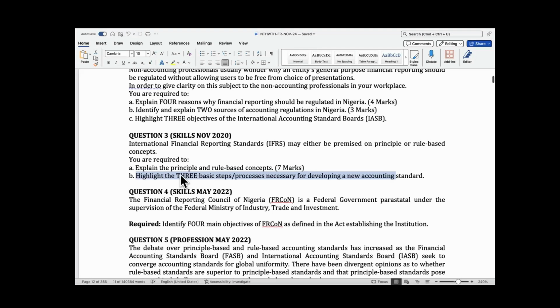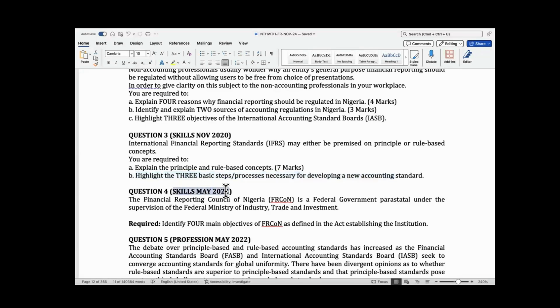But this one is more practical. I mean, based on how it was presented on the ifrs.org website, it's actually 4 steps, like you have in your notes, which I'll be sending to you. But here is 3 steps.